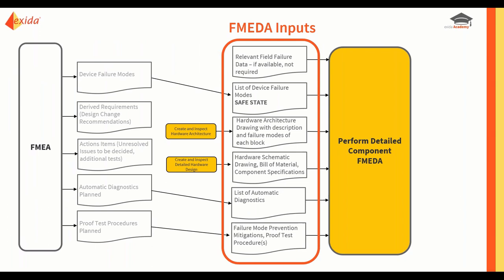So what information do we need when we're doing an FMEDA? Obviously, the first step when we're carrying out an FMEDA is we do an FMEA. With this, we describe the failure modes and the effect of those failures within a particular design, and we do this down to a sub-block level. From this, we take the device failures, the derived requirements, any action items, the automatic diagnostics, and the proof test procedures. In the FMEDA, we then also incorporate the hardware architecture and the failure modes of each block, the schematic drawings, the bill of materials, and the component specifications. We combine all this information, and this is what allows us to carry out a successful FMEDA.